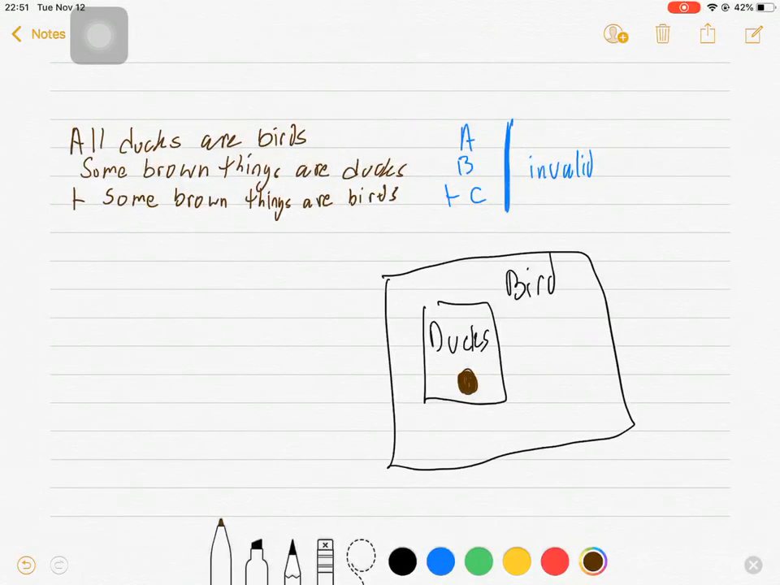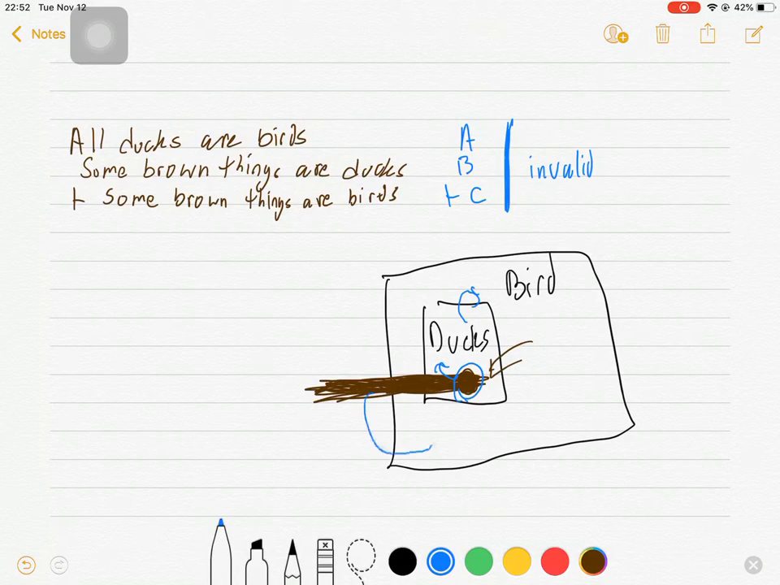We can visually see that it definitely is true that some brown things are birds. In fact, we would probably draw the brown box a little bit more like this, where the brown box just happens to overlap with parts of the things. But regardless, from the fact that we know that if something is a duck, it is a bird, and the fact that we know that some brown things are in fact ducks, it necessarily follows that some brown things are in fact birds. And yet, the scheme of abbreviation that we have so far for this class wouldn't actually allow us to show why that is true.